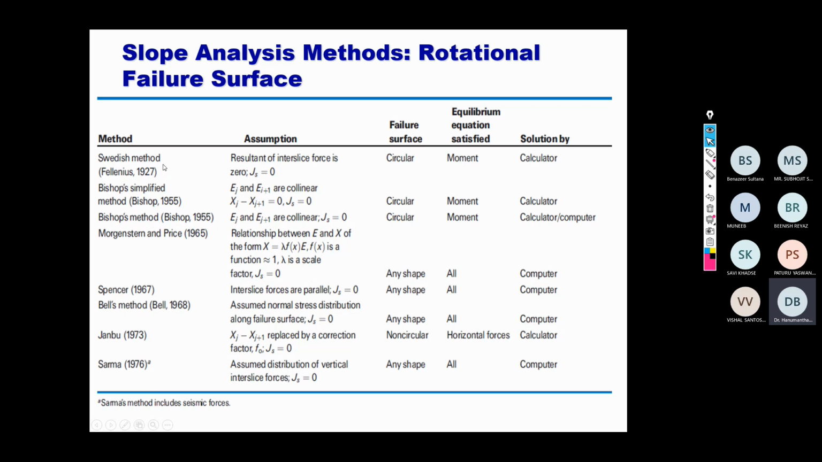For example, if you take the Swedish method, the resultant of the interslice forces is zero. The assumed failure surface is circular. It is only a moment method.